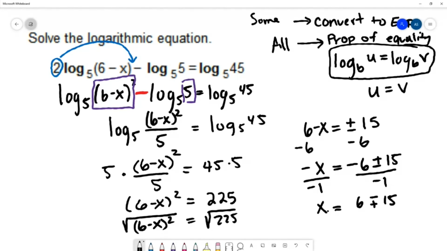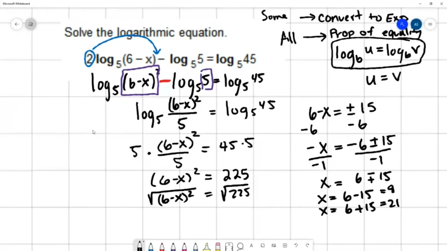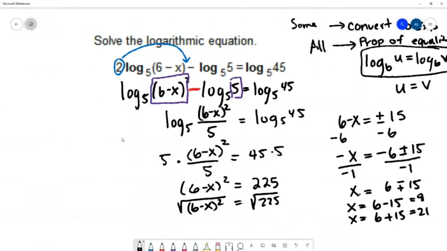So our two answers are 6 minus 15 and 6 plus 15. 6 minus 15 would give 9, and 6 plus 15 gives me 21. With every log equation, you do need to check your work. We're going to check in the original equation. So let's check.